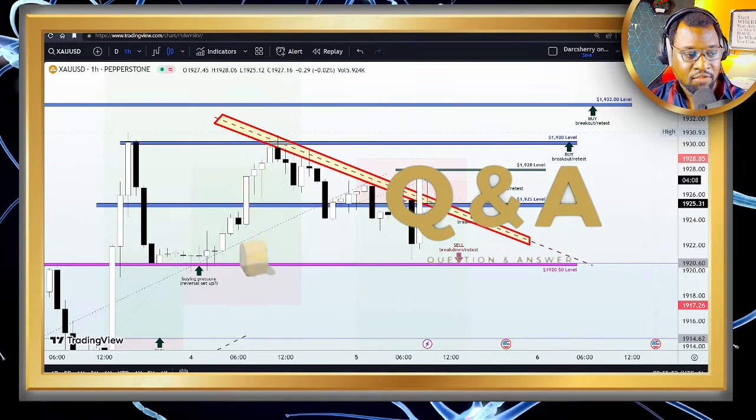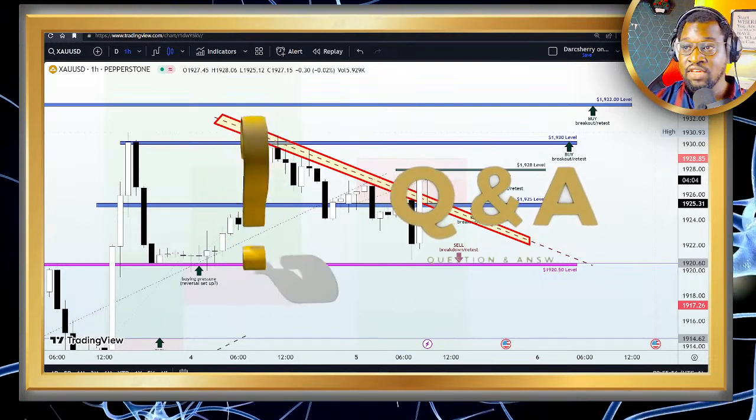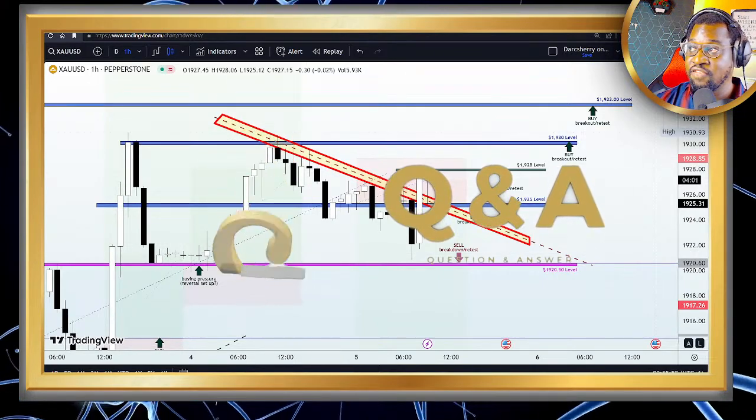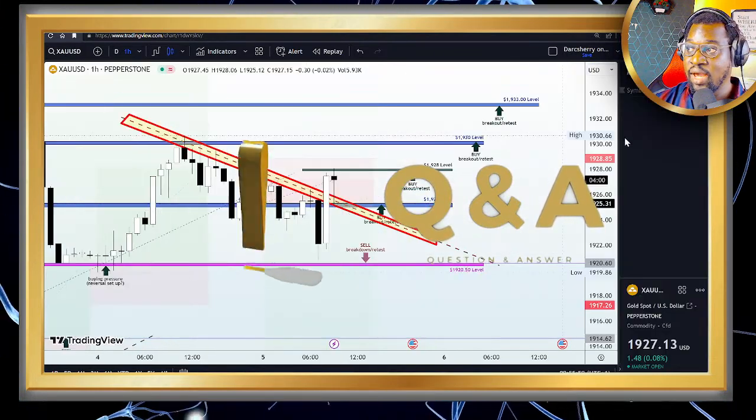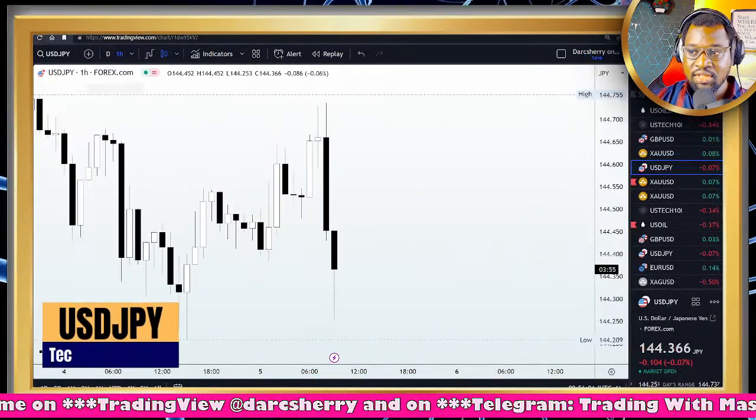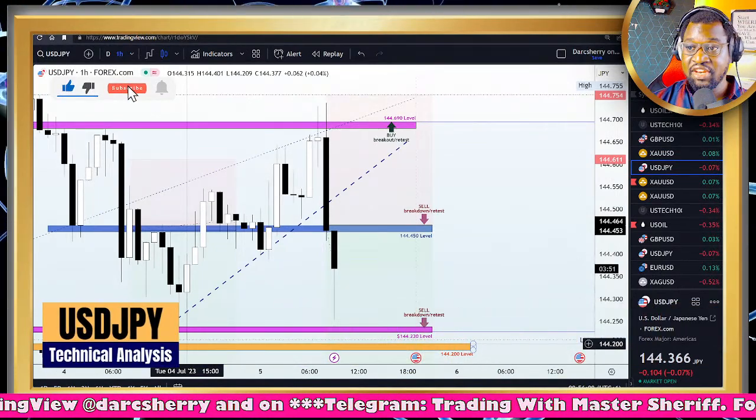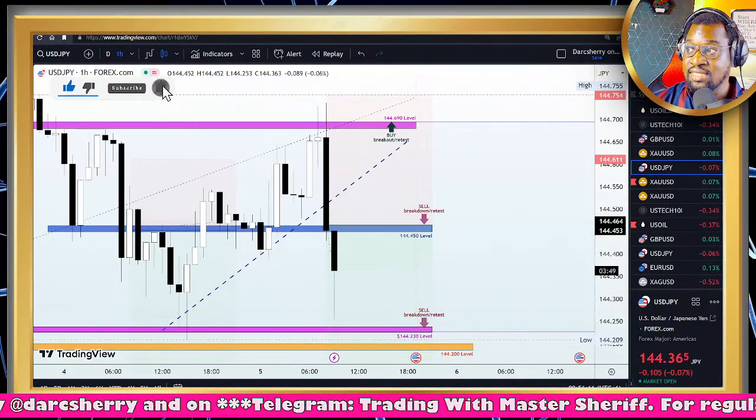So in the absence of any questions, I want to assume that we're on the same page here. So I will just be moving into the last instrument for today, which is the USDJPY. On the USDJPY, we already have a sell position triggered this morning. I shared an update this morning as regards to the setup.